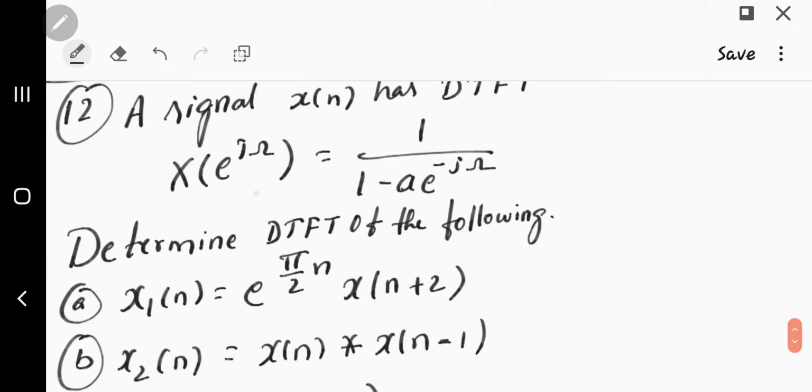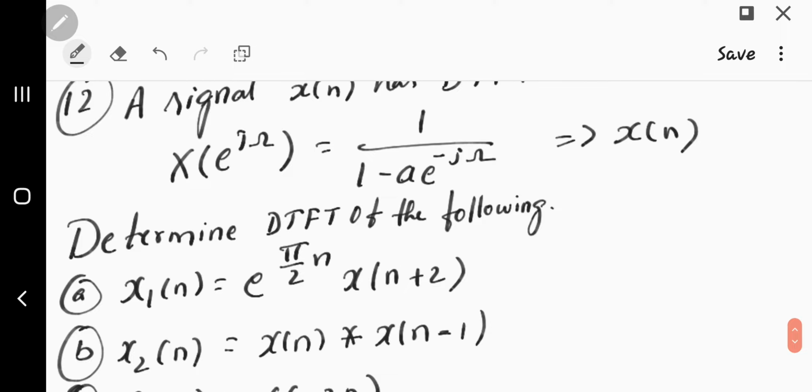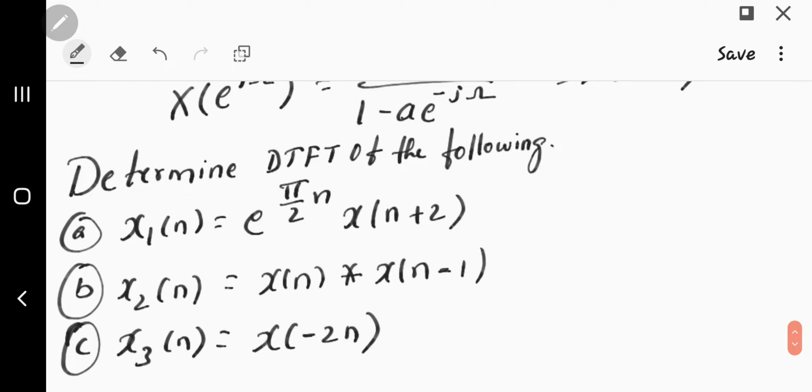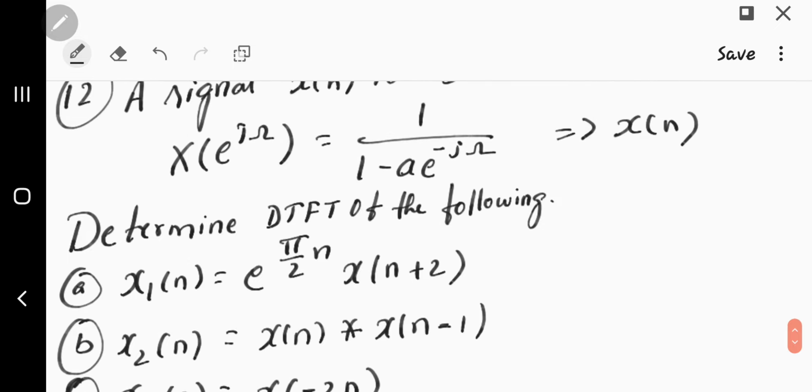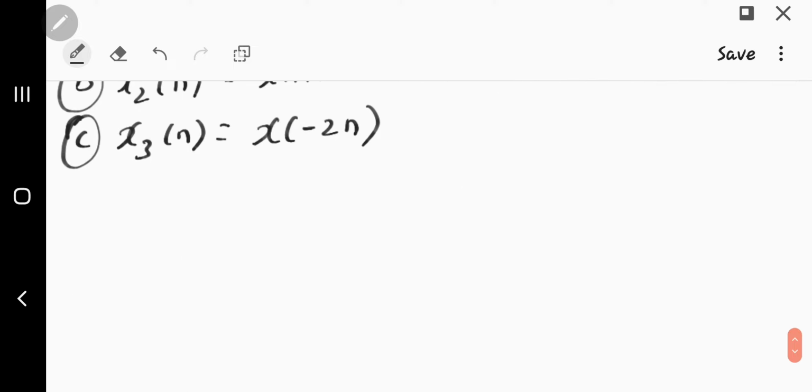That means this one is the DTFT for a signal x of n. Now x1 of n, x2 of n, x3 of n is given. So while dealing this, if you are applying some property, you have to use this x of e power j omega to get the DTFT of these signals. That is the meaning of this. Now if you go to the solution part, let's take the first one.